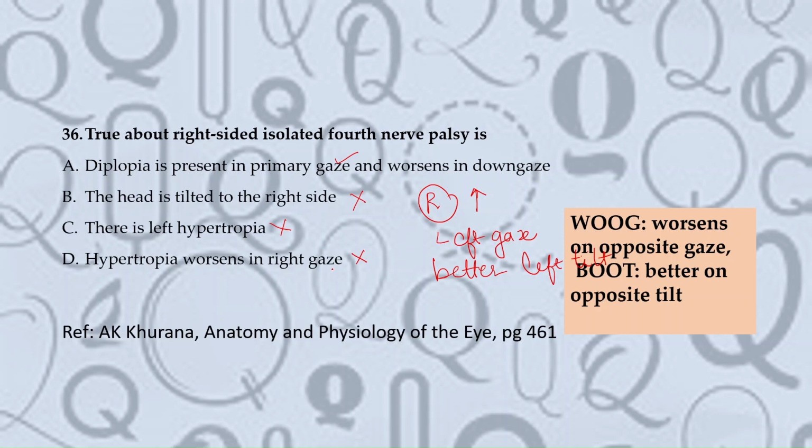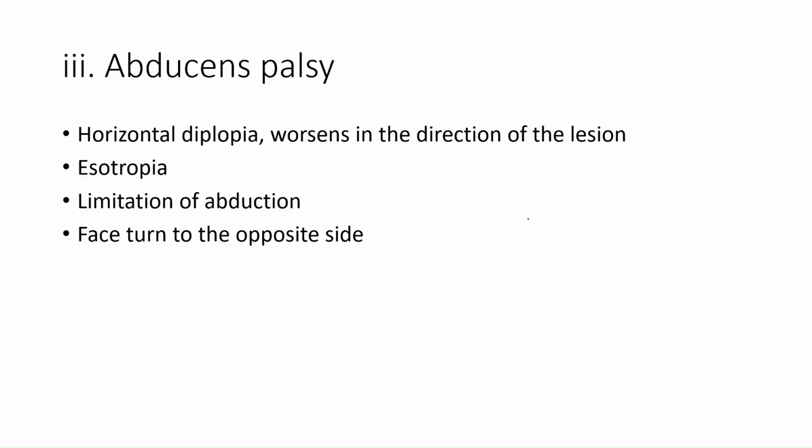So we can have a small mnemonic here to remember. Worsens on opposite gaze, VOOG, and better on opposite tilt, or BOOT. So these are the two points which will help you to understand and remember fourth nerve palsy. Fourth nerve palsy always worsens on opposite gaze and is better on opposite tilt.